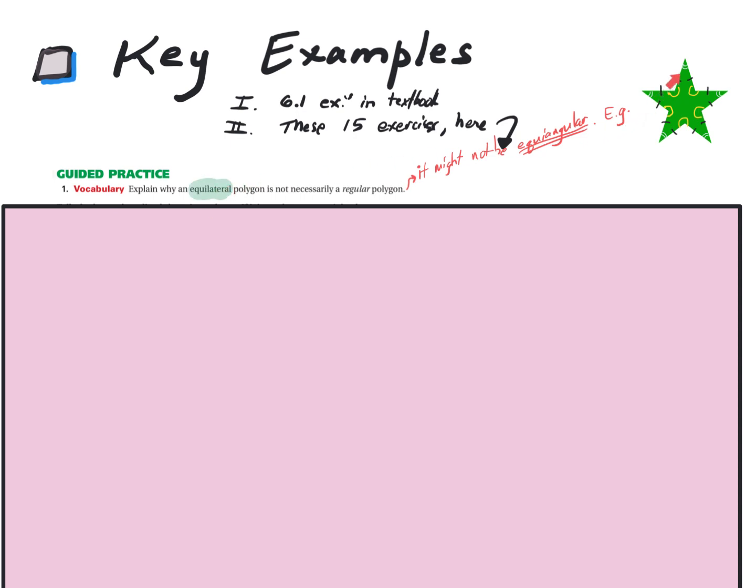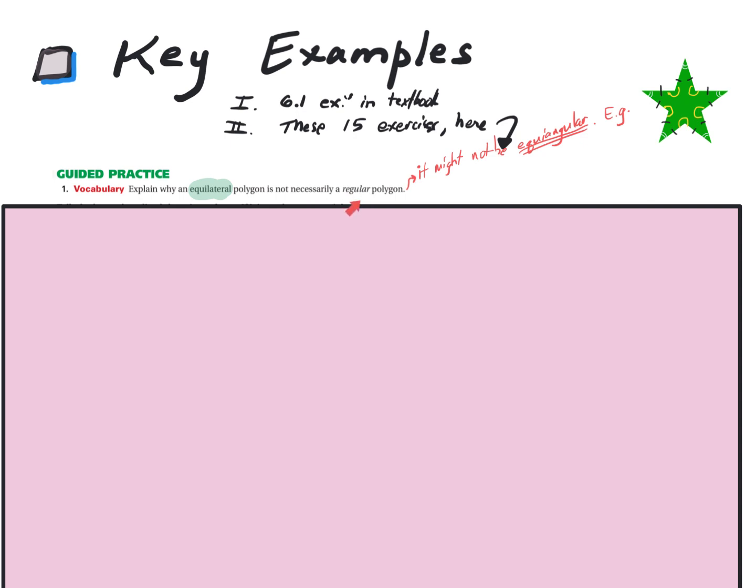All 10 sides, 1, 2, 3, 4, 5, 6, 7, 8, 9, 10, are congruent. So it's equilateral, but it's not equiangular because we have these smaller angles which are all congruent at the tips of the star, and then we have these inside angles which are bigger than 180 degrees. They're all congruent, but the yellow angles and the white angles are not congruent. It's not equiangular. So this is an equilateral polygon, but it's not regular.